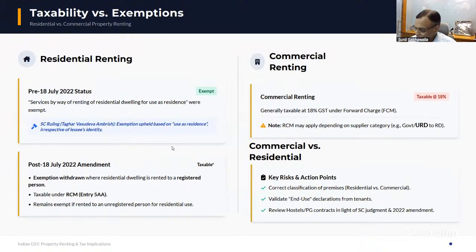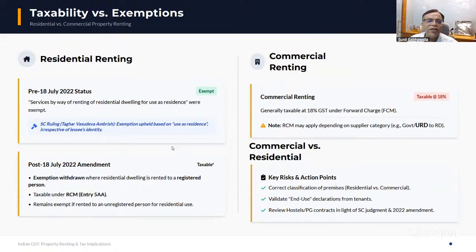Interestingly, thereafter, there has been an introduction of a reverse charge mechanism even for commercial property. But make no mistake, in case of commercial property, the reverse charge mechanism will come into place only if the supply... if the landlord is registered and the customer, the tenant, is registered, it will be forward charge only. Only if the landlord is unregistered and the tenant is registered, in that case, the reverse charge mechanism triggers in from October 2024, which is a later date.